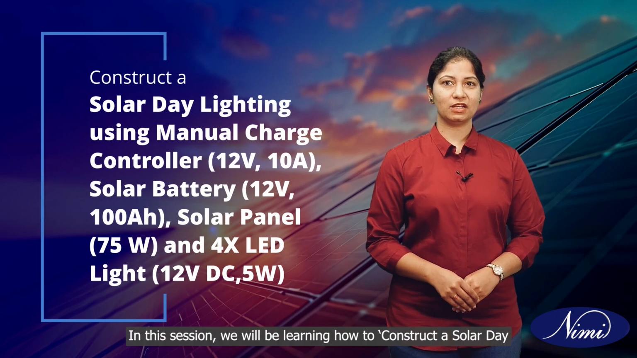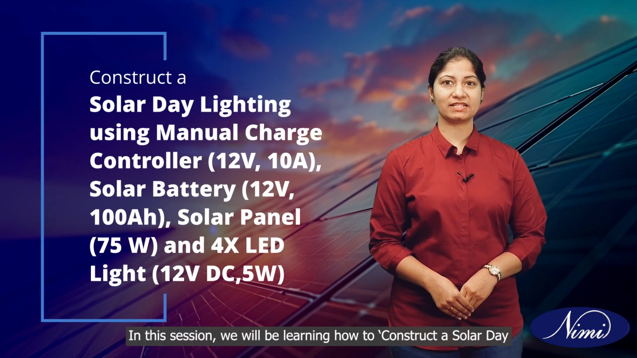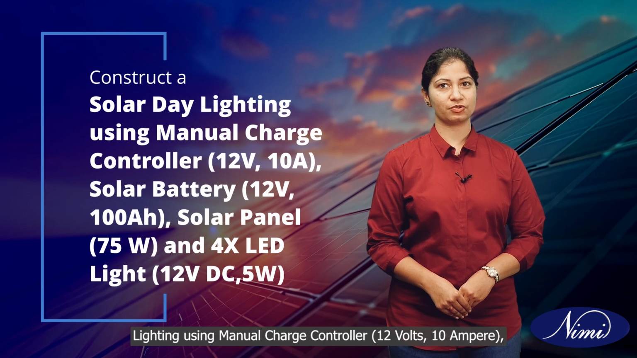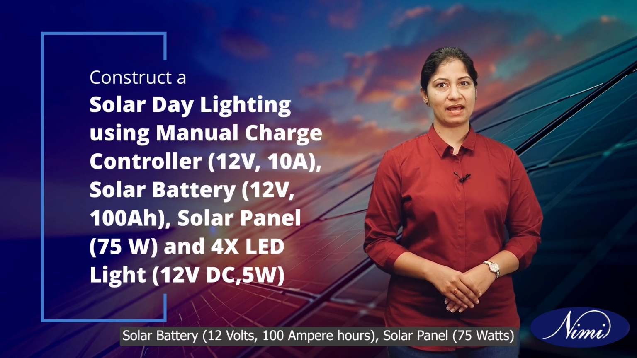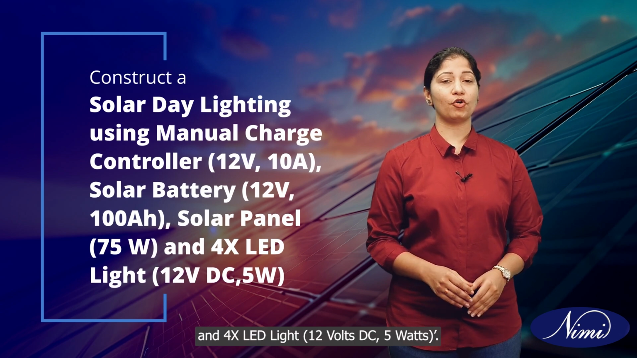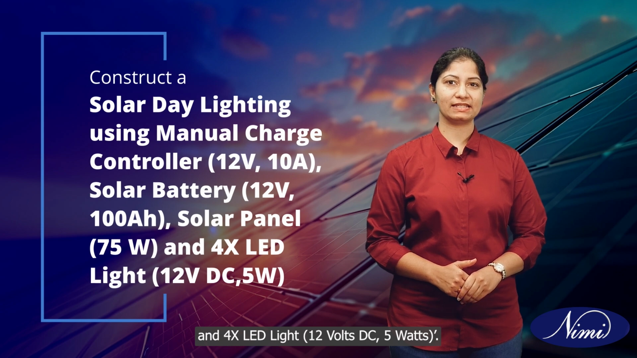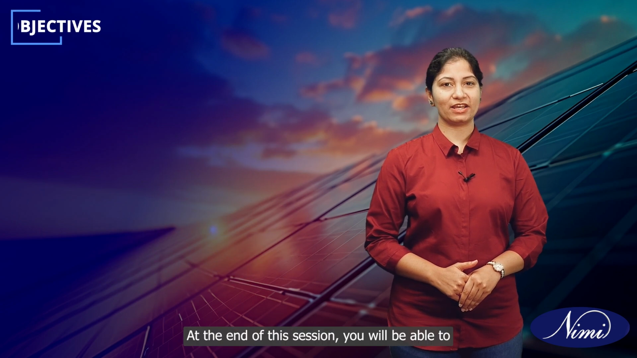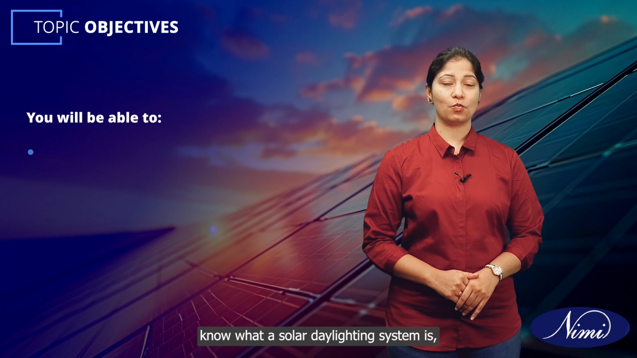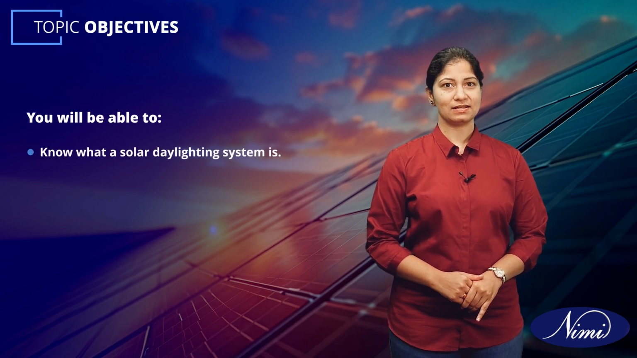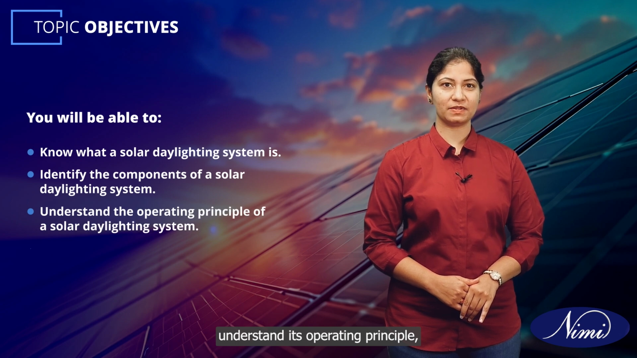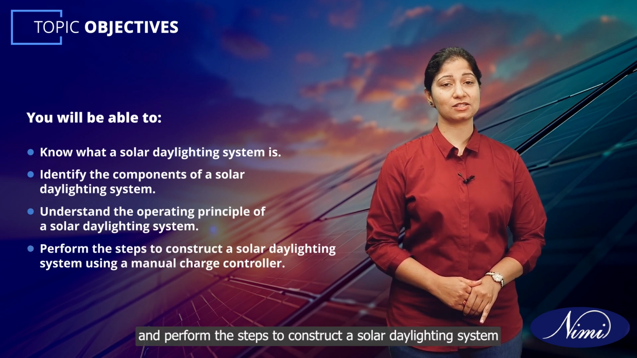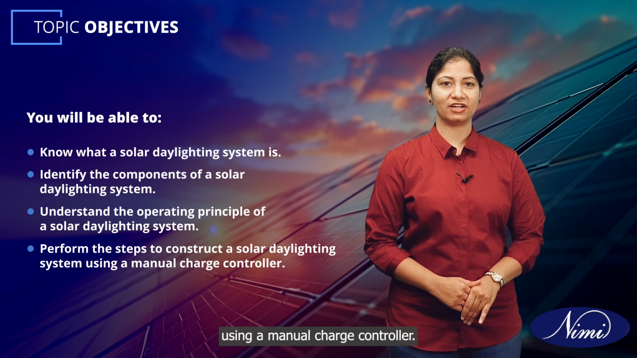In this session, we'll be learning how to construct a solar day lighting using manual charge controller 12 volts 10 ampere, solar battery 12 volts 100 ampere hours, solar panel 75 watts and 4x LED light 12 volts DC 5 watts. At the end of this session, you will be able to know what a solar day lighting system is, identify the components of the system, understand its operating principle and perform the steps to construct a solar day lighting system using a manual charge controller.